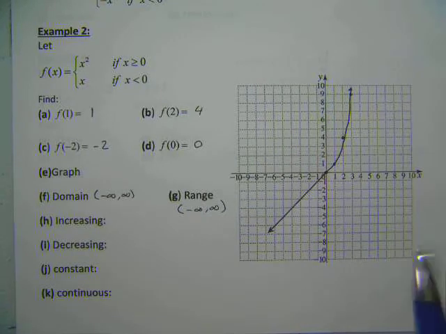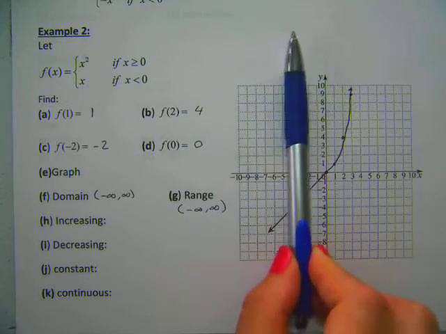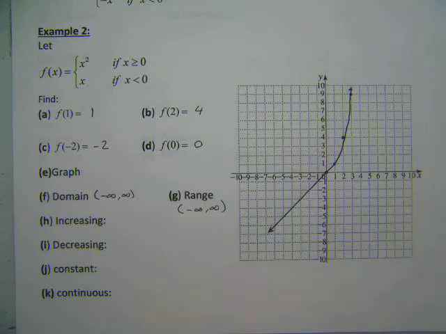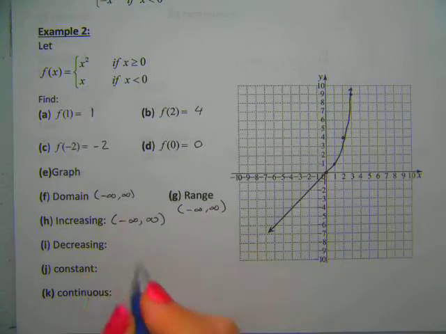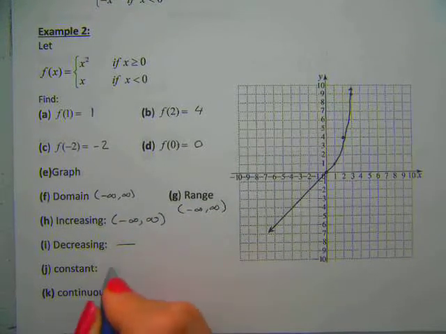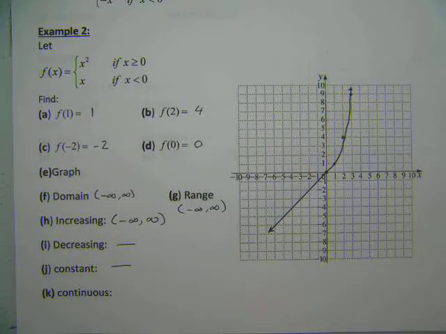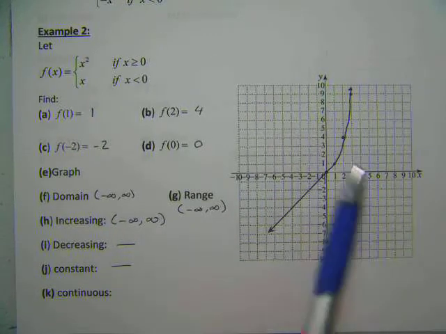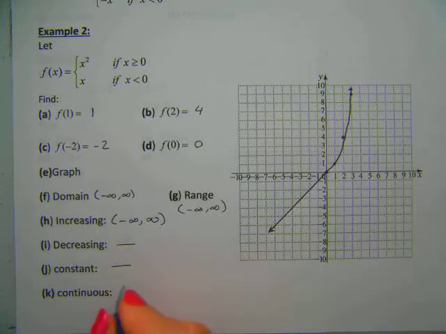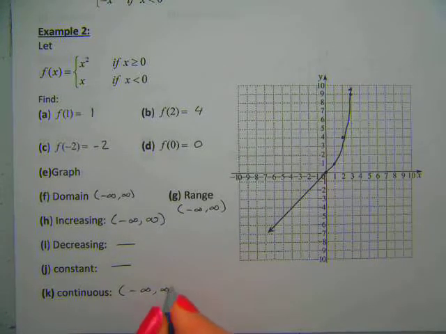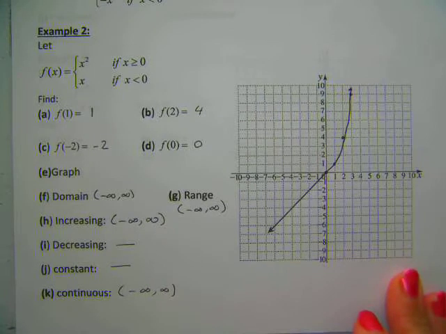Increasing, where is the function increasing? Go left to right again. So left to right, we will see that the function is increasing everywhere, meaning from negative infinity to infinity. It's never decreasing, it's never constant. Where is it continuous? Well, it's continuous from negative infinity to infinity. Continuous everywhere. There are no holes or anything.